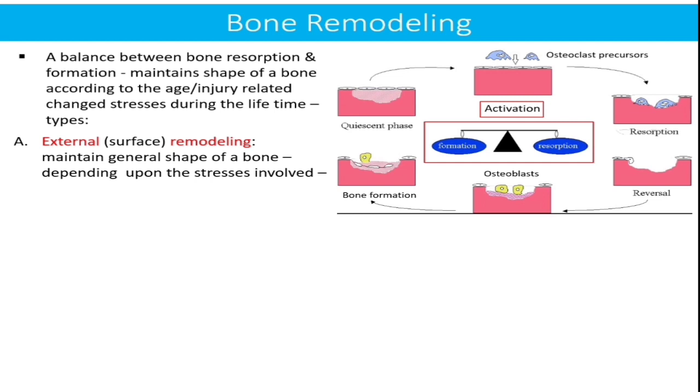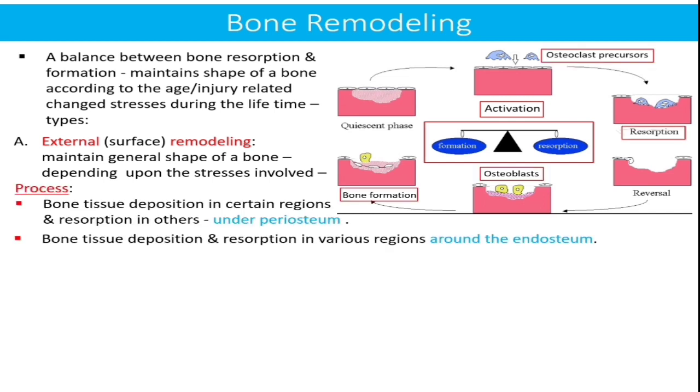External remodeling maintains general shape of a bone depending upon the stresses involved. The process of external remodeling involves bone tissue deposition in certain regions and resorption in others under the periosteum, number one. And number two, similarly, bone tissue deposition and resorption in certain regions around the endosteum.